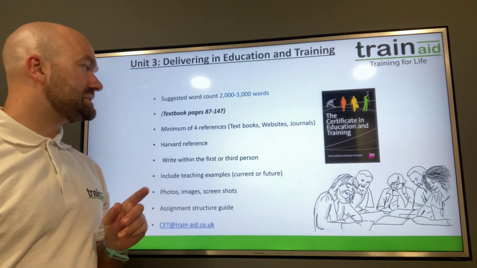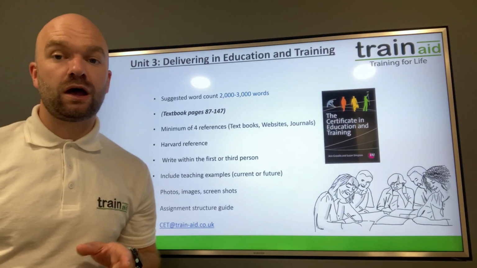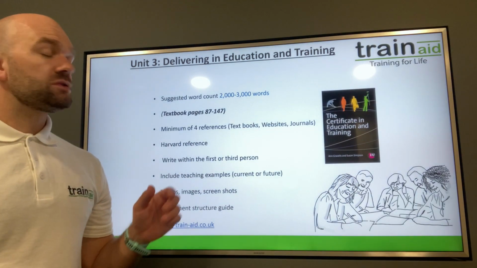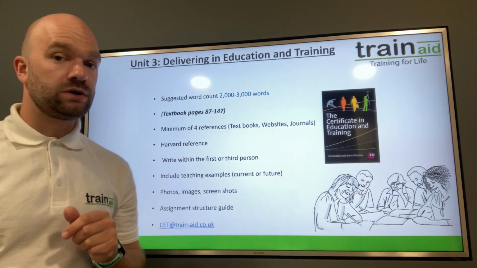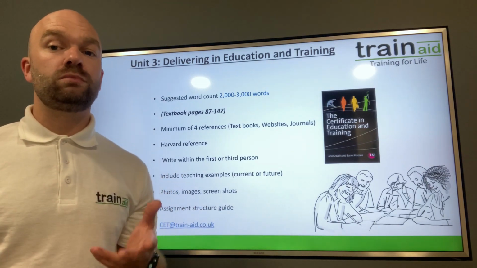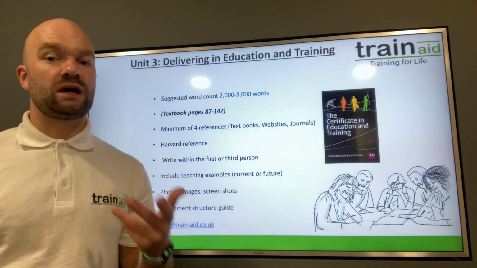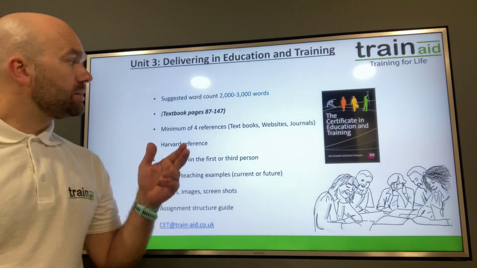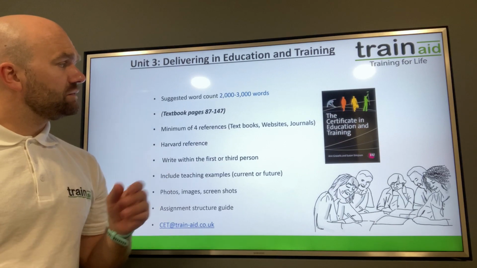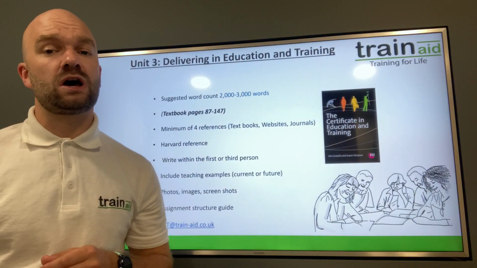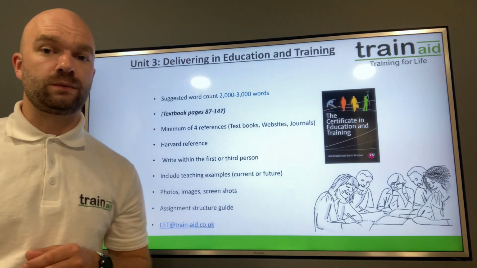Pages 87 to 147 is the chapter on delivery. Please, of course, use the assignment template provided by Train Aid. We're looking again for a minimum of 4 references. You can, of course, use textbooks, a website, for example, here. A word count, we're roughly looking for between 2,000 to 3,000 words. You can, of course, write over that amount as well.